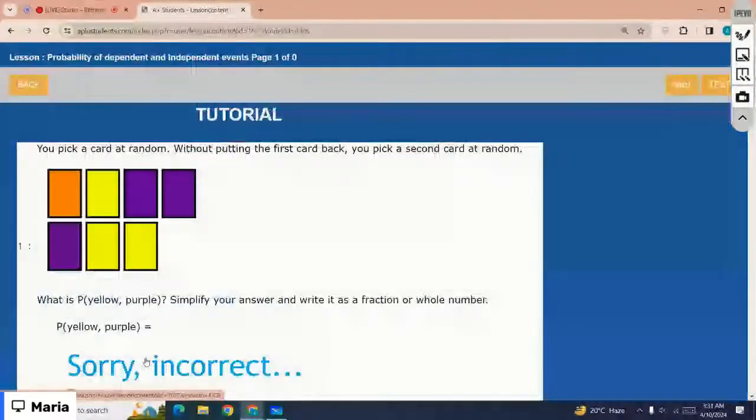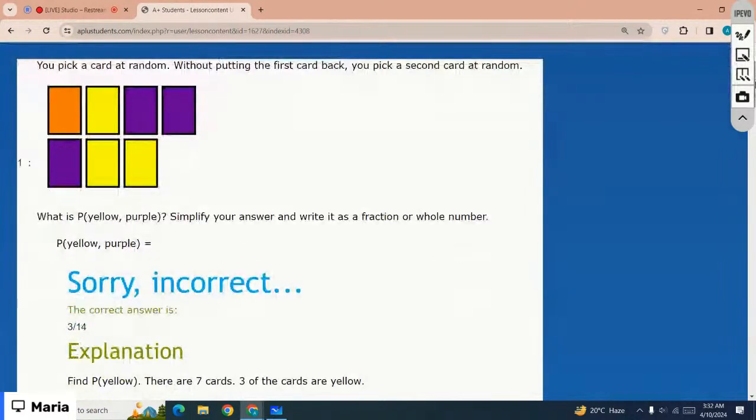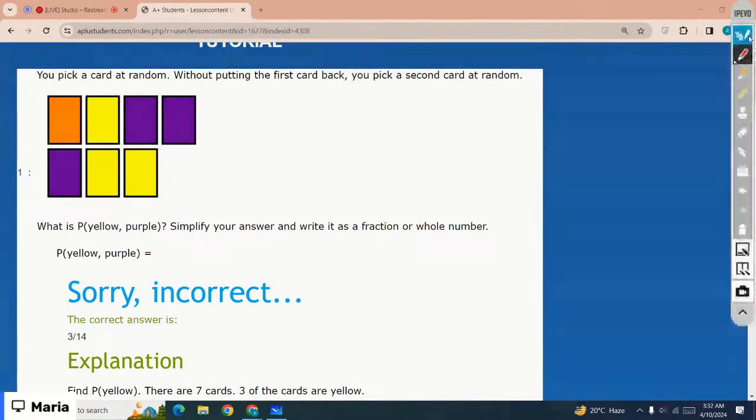Okay, you pick a card at random. Without putting the first card back, you pick a second card at random. What is the probability of yellow and then purple? Okay, just understand these two events, right? For the first time, you are going to select the yellow card. You have one, two, three, four, five, six, 7 cards, out of which 3 are yellow. The probability of yellow is 3 out of 7, right?